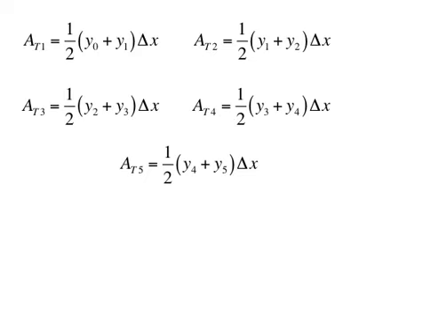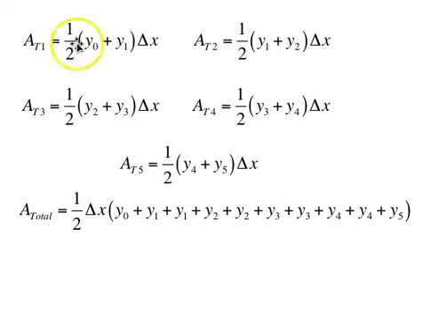I want to add all of those together. This area plus this area plus this area plus this area plus this area. You will notice each one of them has a 1 half change in x. So if I'm adding up these five pieces, I could factor out a 1 half change in x. Then all I'm doing is adding up these pieces that are in the parentheses. So y0 plus y1. There's the half change in x.